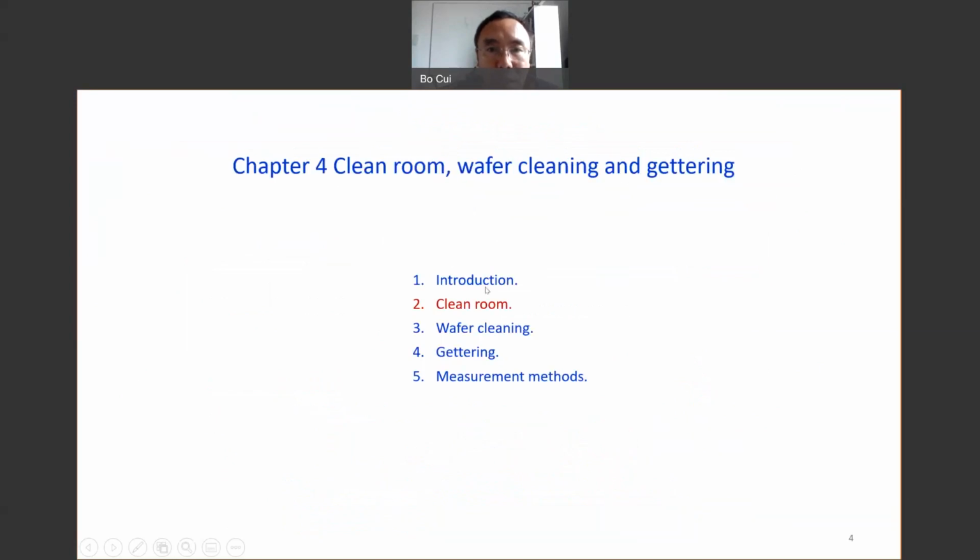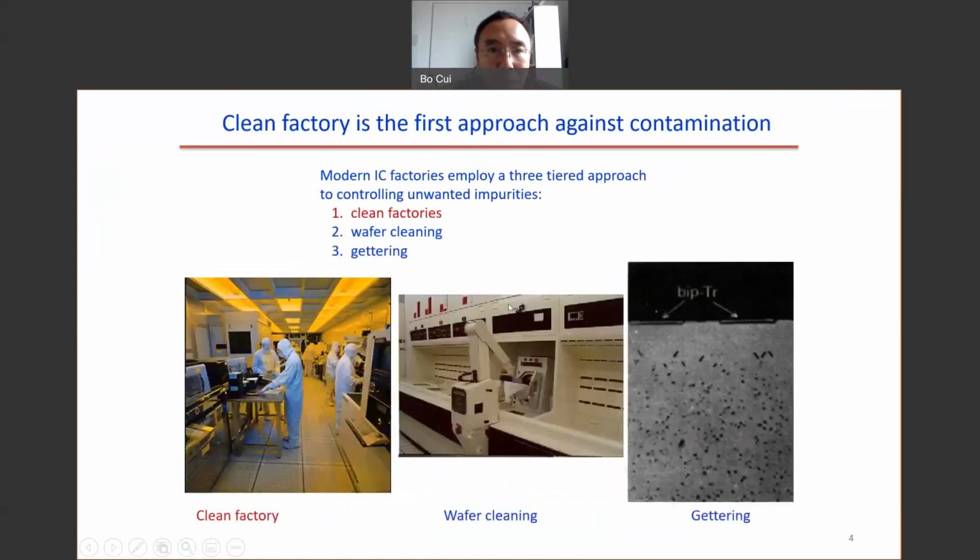And now let's look at the clean room. To get rid of the contaminant, we use the clean room, clean factories, wafer cleaning, and gettering. Now we look at them one by one. The first, clean factory or clean room.